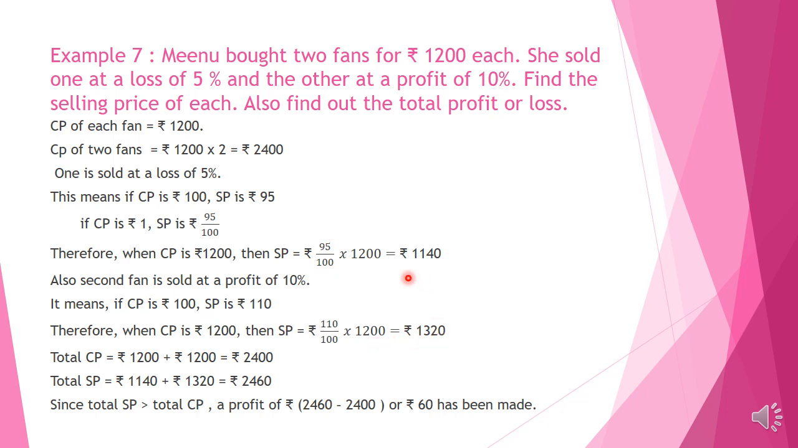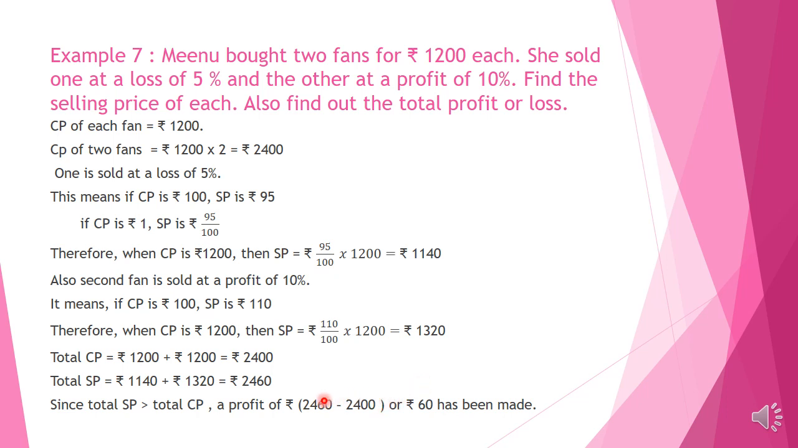So one fan's selling price is rupees 1,140. Another fan's selling price is 1,320. Here we were asked to find the selling price of each fan. So one fan we got as rupees 1,140. Another fan we got rupees 1,320. Now there is a third sub question here. What is the total profit or loss percentage? So we have to calculate the total profit or loss we got here.